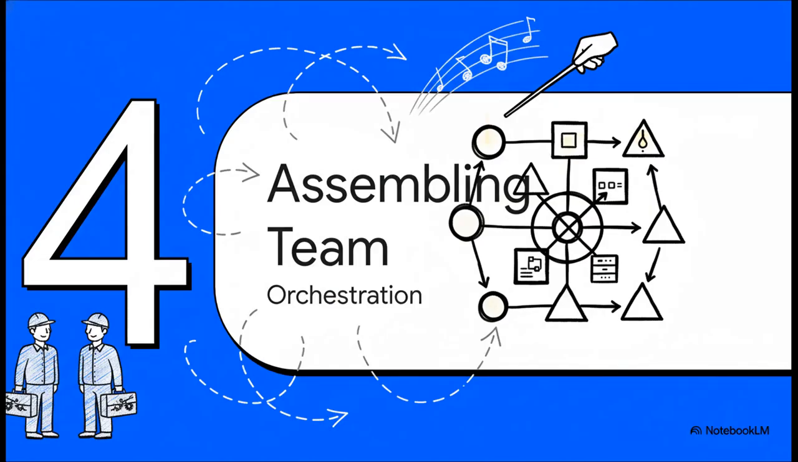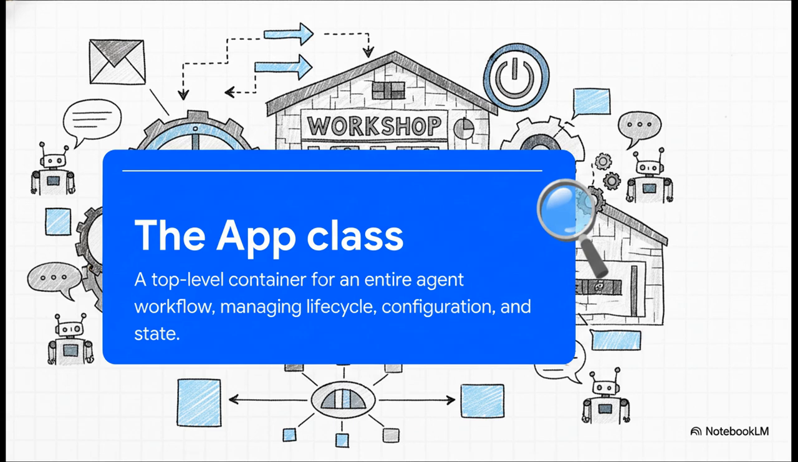Okay, so we have our individual workers, and they've all got their tool belts on, but how do we get them to stop being a collection of individuals and start acting like a coordinated team? That, my friends, is where orchestration comes in. So let me introduce you to the app class. This is the workshop manager. It's the top-level container that holds everything. Think of it as the main office for your entire project, where you can manage the resources, oversee the whole operation, and make sure everything runs smoothly from one central command post.